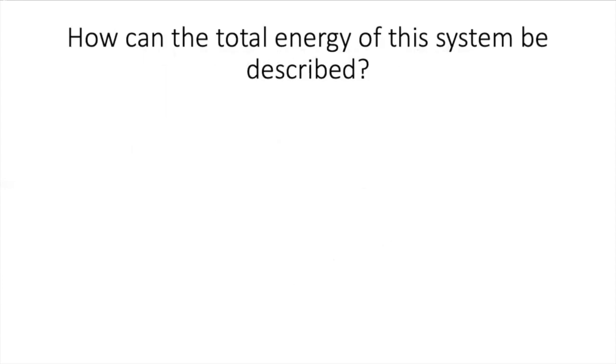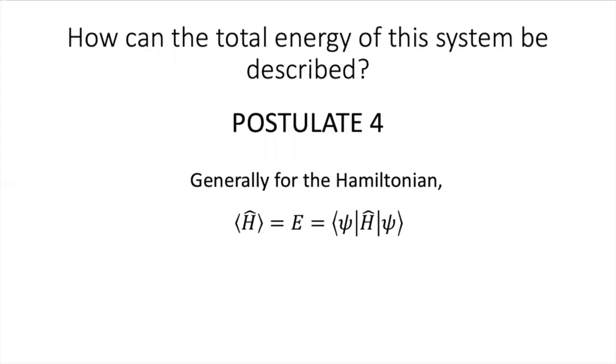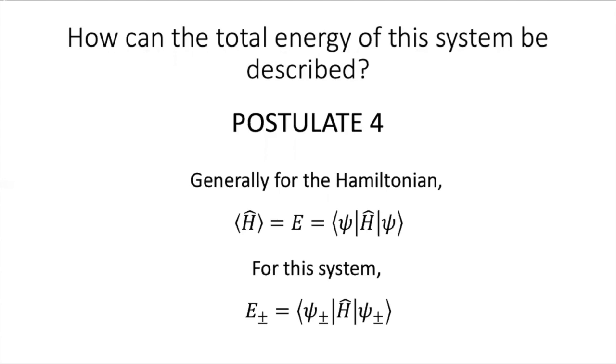This is going to bring us to our fourth postulate. Postulate 4 states that many measurements of an operator or an observable is the expectation value for that operator on that system and is the average value of many measurements. This expectation value of the Hamiltonian is the energy, and that is shown in this general formula. This is the expectation value for our system, psi plus minus.